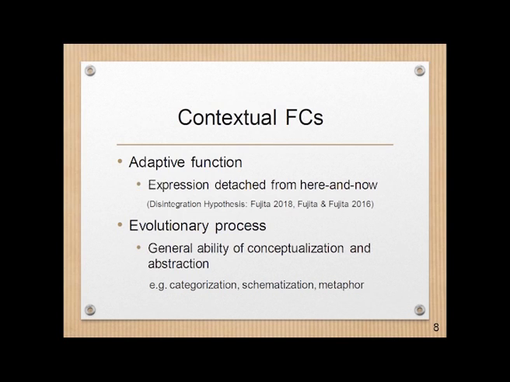Of course, other animals and human beings at the time of protolanguage had concepts detached from the here and now, but they didn't have a way of expressing them. So to put it simply, my point is that what made it possible to express displaced propositions and promote more abstract thought was the emergence of contextual functional categories. This idea corresponds to the disintegration hypothesis proposed by Fujita.